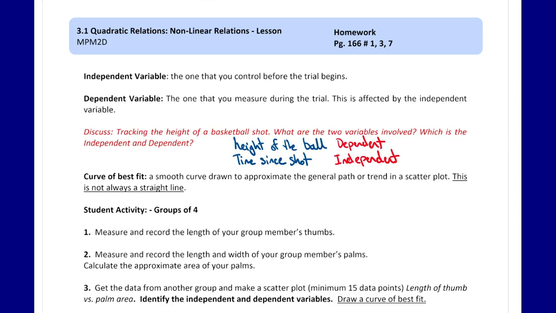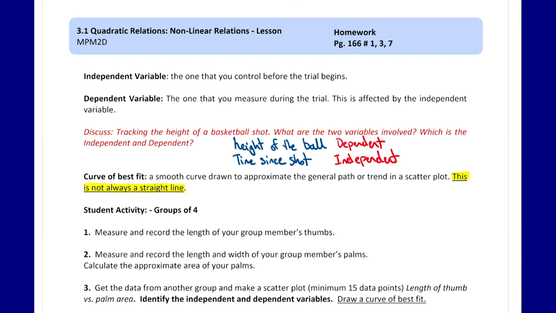Now, with a nonlinear relationship, we have what is called a curve of best fit. A curve of best fit is very similar to a line, and it is a smooth curve drawn to approximate the general trend or path in a scatter plot. And the key thing here is that this is not always a straight line. We've looked at relationships where it is a straight line, but not every relationship is going to be a linear one. We could have relationships that are nonlinear.